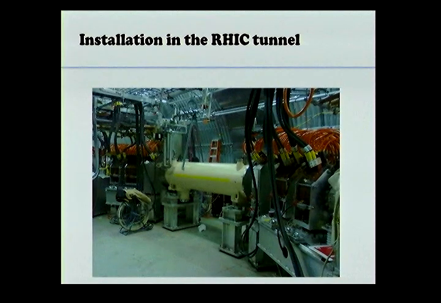Before the 2013 RHIC proton run, we installed one real RHIC electron lens into the RHIC tunnel. Here I show it. This one is the superconducting solenoid. The length is about 2.8 meters, and as I said, the effective interaction range is 2.1 meters. Here is the electron gun side, the transfer line. This one is the transfer line on the collector side.